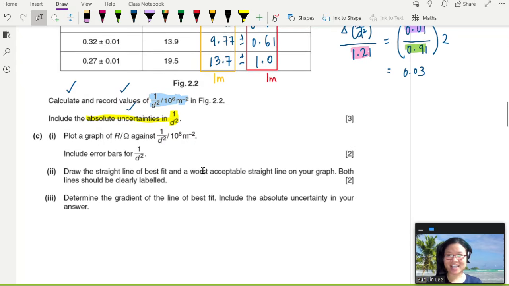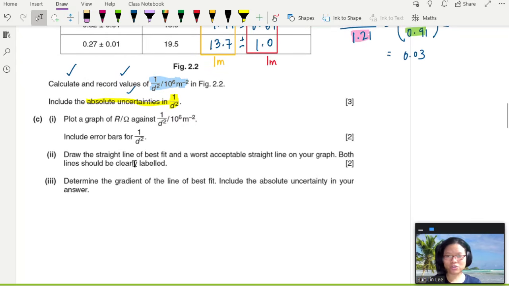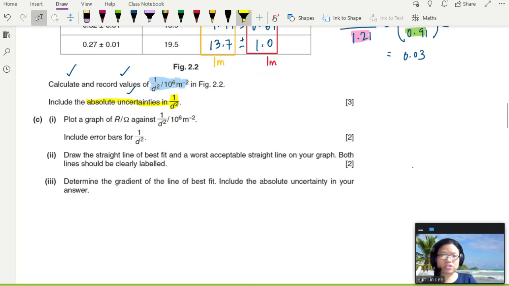Okay, and then part 2, draw straight line of best fit and worst acceptable straight line on your graph. Both lines should be indicated clearly. So here they are trying to be helpful. They are reminding you to label the lines. If you no label, you no get mark, it is a sadness.